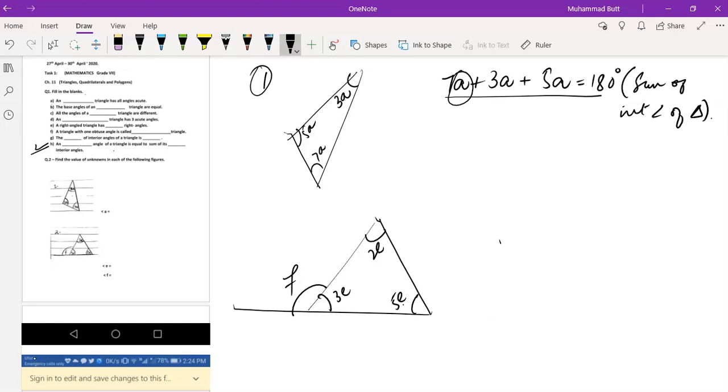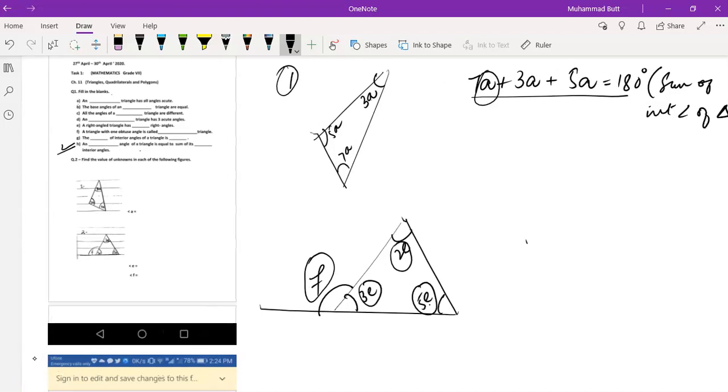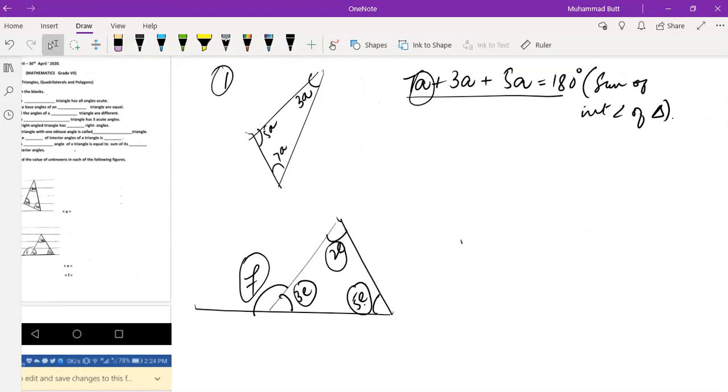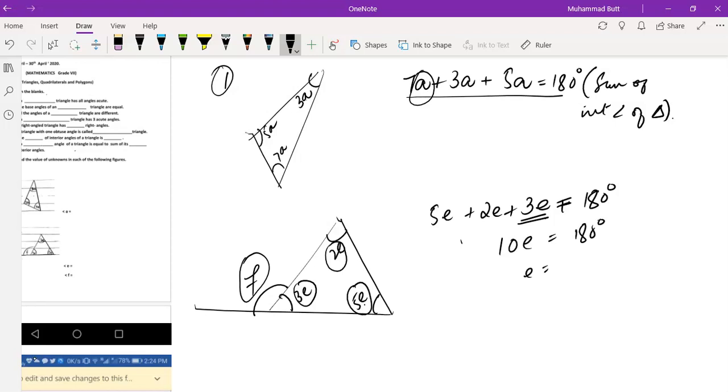Now come to part 2 of question number 2. The three interior angles are given to you, 5E, 2E and 3E, and one exterior angle is given to you. First we'll find out the value of E. As we know that the sum of the interior angles of the triangle is equal to 180 degrees, the same property, 5E plus 2E plus 3E equals 180 degrees. 5 plus 2 is 7, 7 plus 3 is 10, so 10E equals 180 degrees. So E is 18 degrees: 180 divided by 10 is 18 degrees.